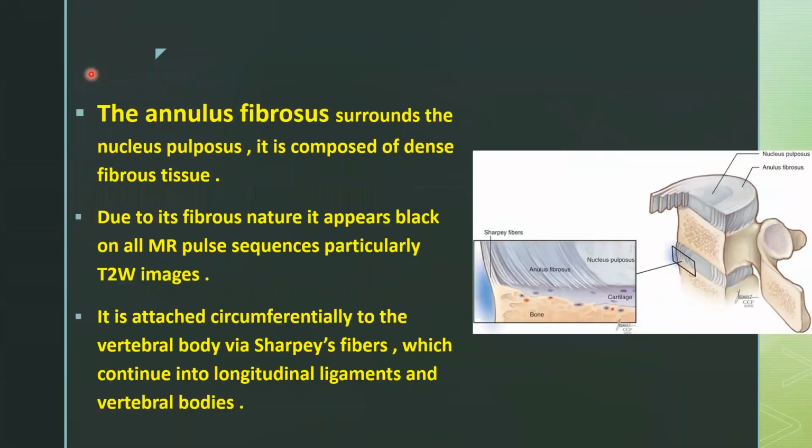The annulus fibrosus surrounds the nucleus pulposus. It is composed of dense fibrous tissue. Due to its fibrous nature, it appears black on all MR pulse sequences, particularly T2 weighted images. It is attached circumferentially to the vertebral body via the Sharpey's fibers, which continue into the longitudinal ligaments and vertebral bodies.